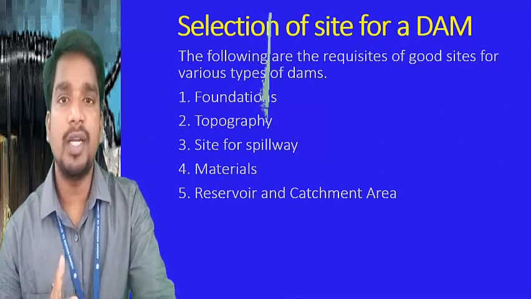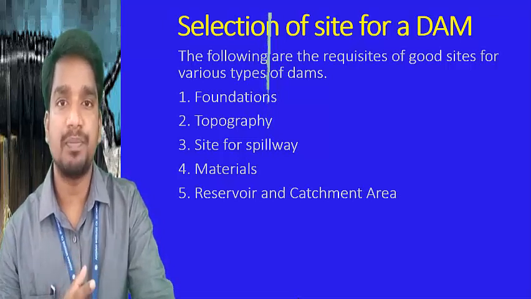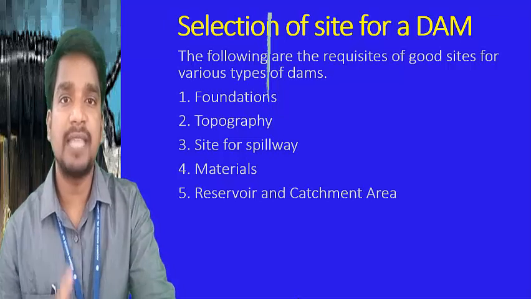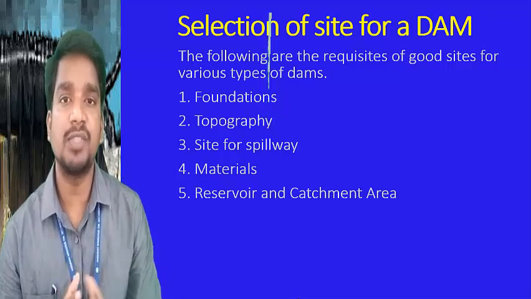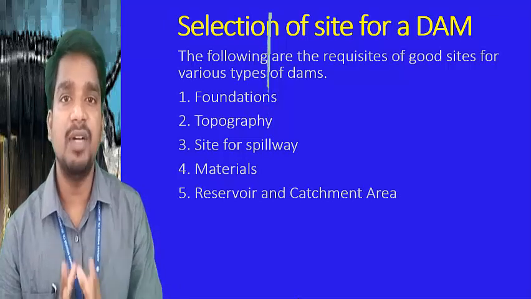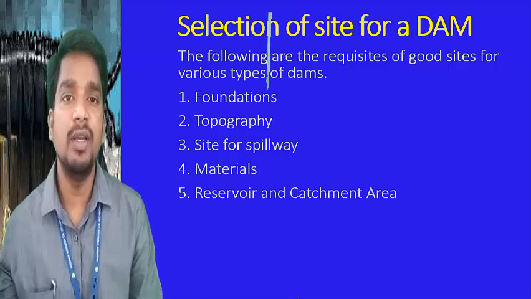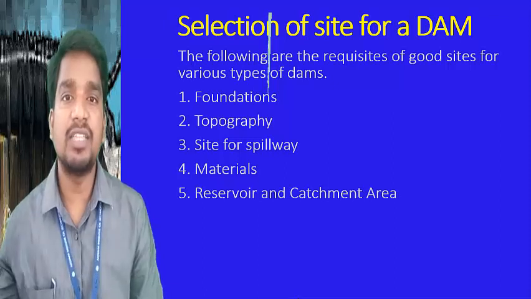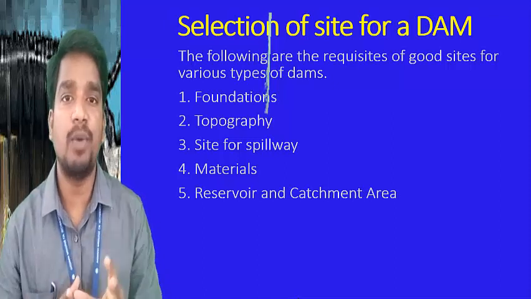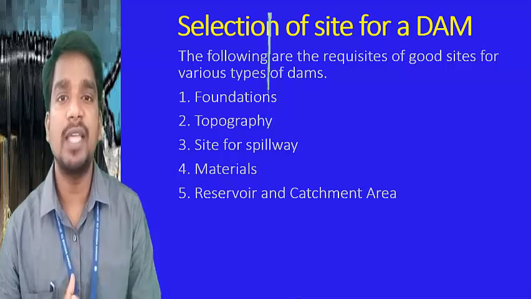Now the next important topic is the selection of a site for a dam. Based on what factors is the site of a dam selected? How many factors are considered, and what are they? There are 5 important points: foundation, topography, site for spillway, materials, and reservoir and catchment area. These are the 5 important factors which highly influence the selection of a site for a dam.